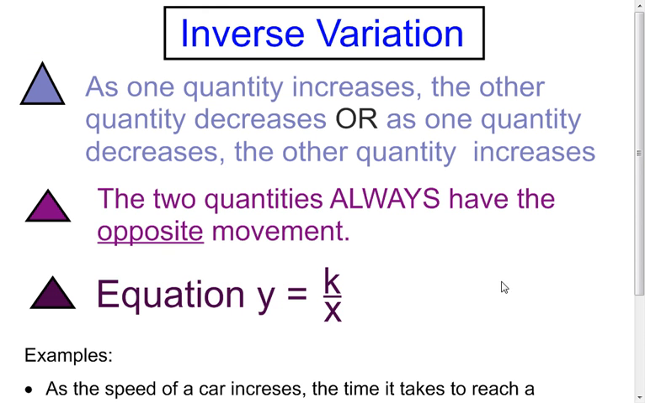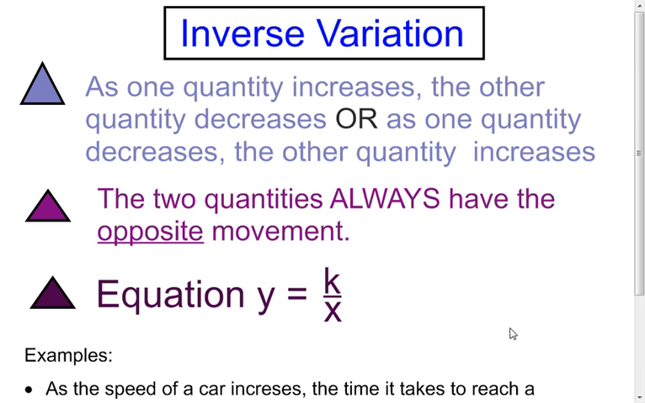In this lesson, we are going to look at inverse variation. Inverse variation is where the two quantities that you're looking at move opposite directions. So as one quantity increases, the other quantity decreases, or vice versa. But they always move the opposite direction.